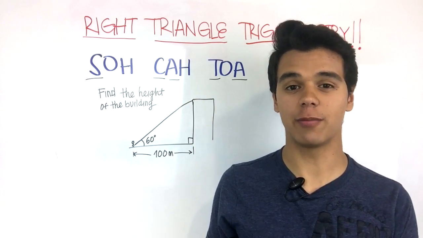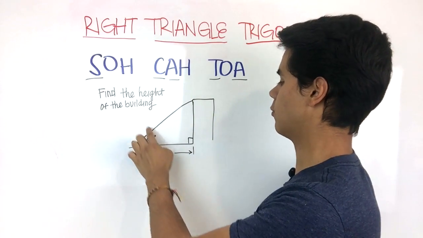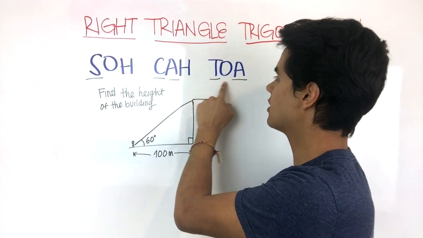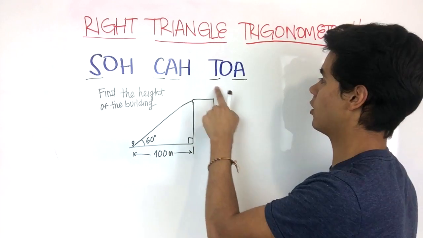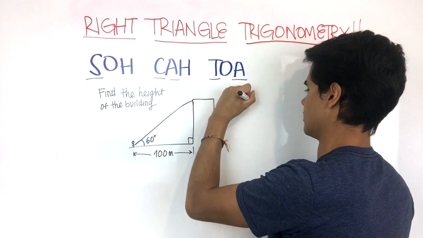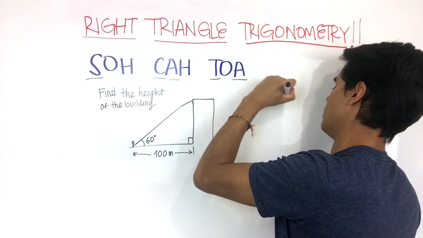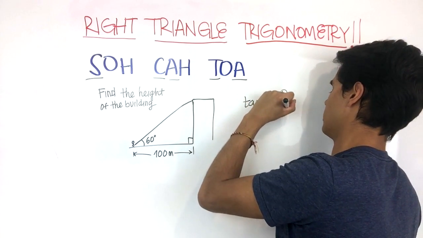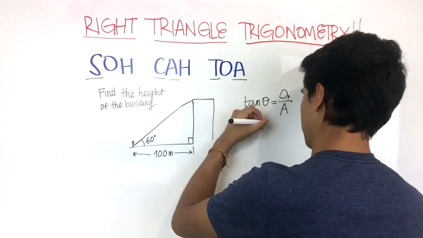However, we have to think about what's easiest for us. We're looking for the height of the building, which is the opposite side of this angle. So we're looking for this side. Are we going to look for the hypotenuse? We actually don't care. We are looking for the opposite side. So we're going to use the formula that says that the tangent of an angle is equal to the opposite, O over the adjacent, right? And here we're just going to solve for the opposite side.